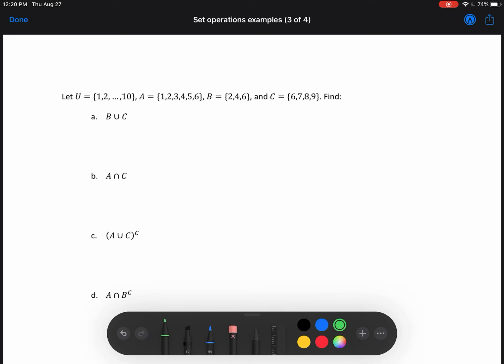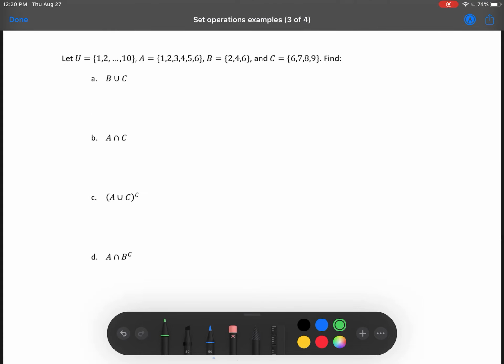Okay, we're going to walk through some examples of set operations. So we are given the universal set U, which is the numbers 1 through 10, and then we have sets A, B, and C that are given.